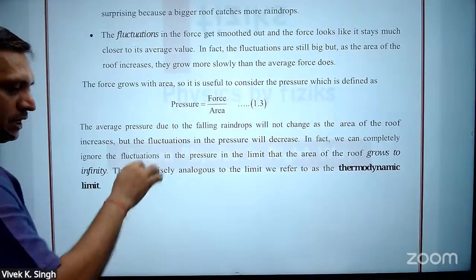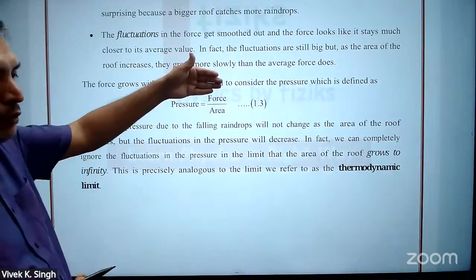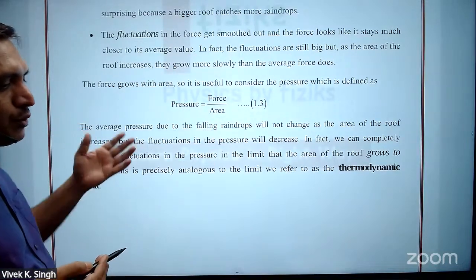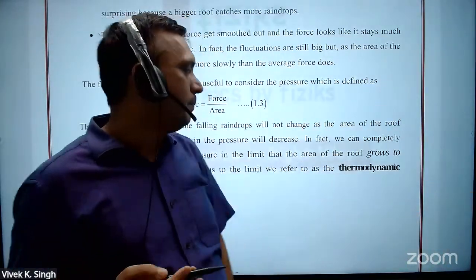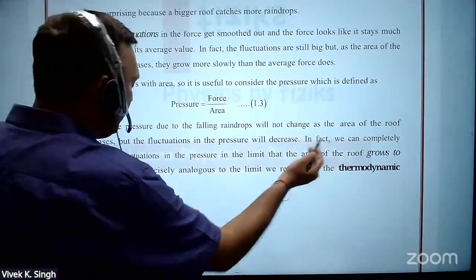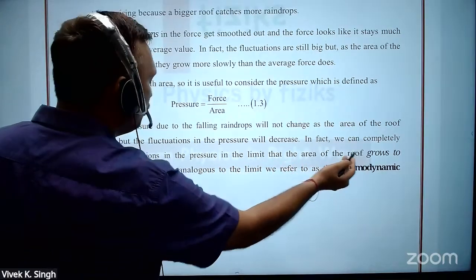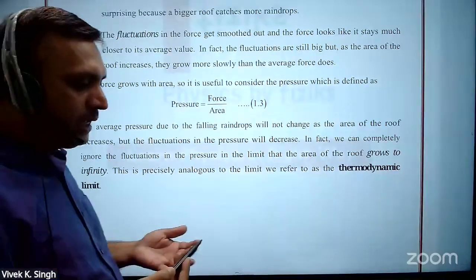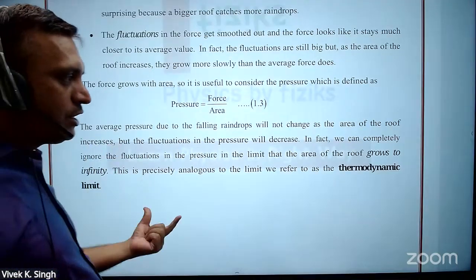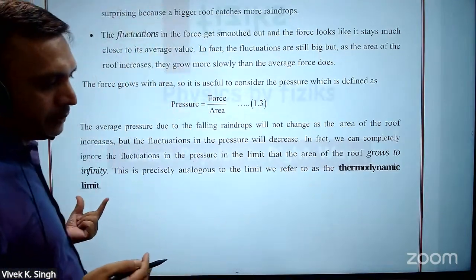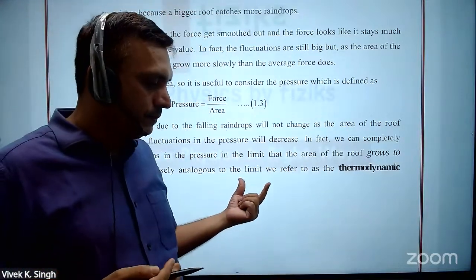If you see about pressure, you will see the average value. This will decrease in case you are calculating the force per unit area. Okay, so at least pressure will remain constant. It will not vary if you are increasing the area. So in fact, we can completely ignore the fluctuations in the pressure in the limit that area of the roof grows to infinity. If you are assuming that roof area is infinity, then pressure will be constant. And this is what we call the thermodynamic limit. Okay? Is it clear? Yes, sir.